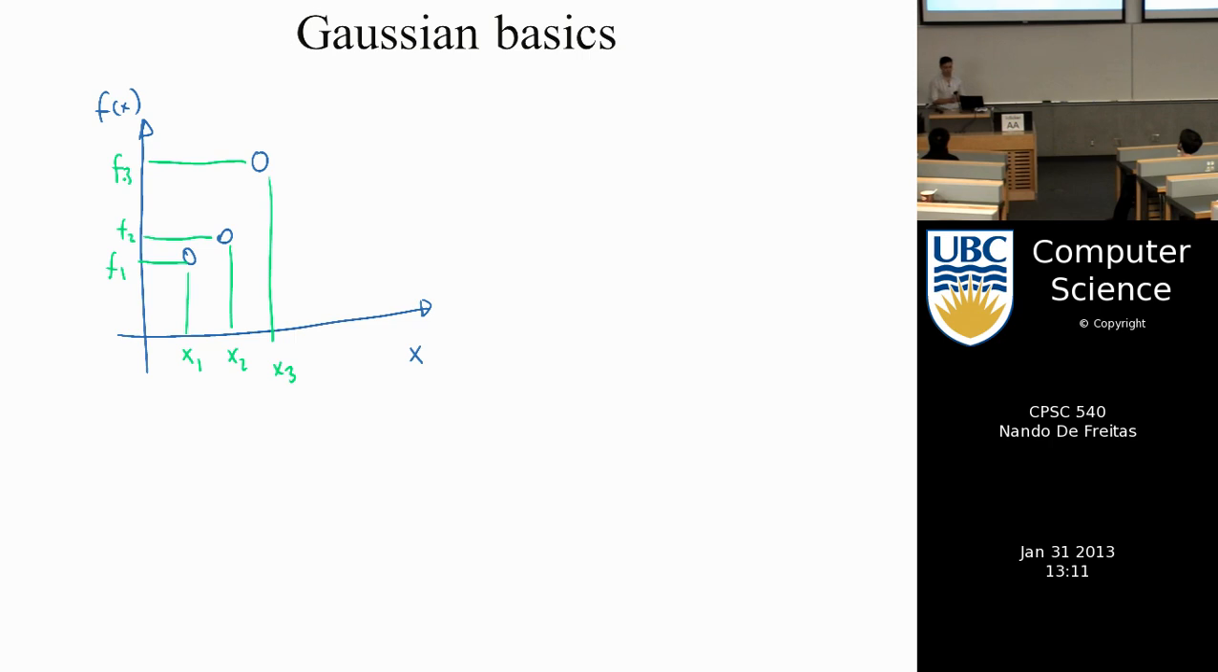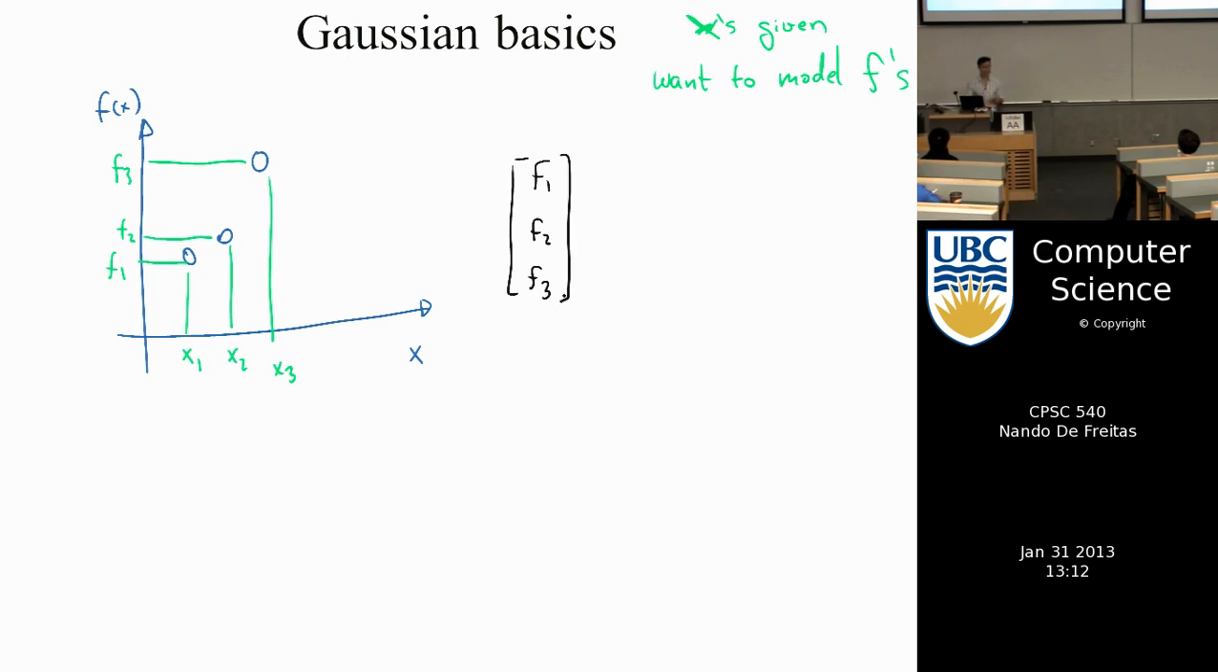Now, I'm going to assume that the x's are given, and that I want to model the f's. Moreover, I will assume that I want to model the f's with a multivariate Gaussian distribution. So I'm going to say, in particular, that f1, f2, and f3, which are three numbers, form a vector. I'm going to assume that that vector, for simplicity, has zero mean.